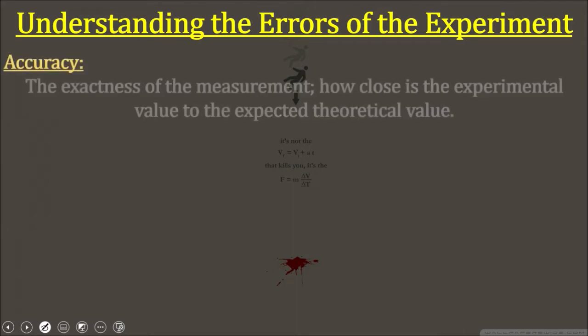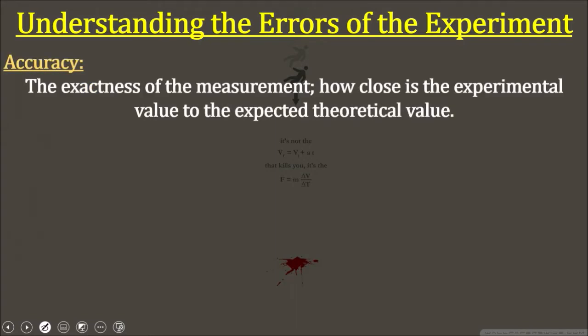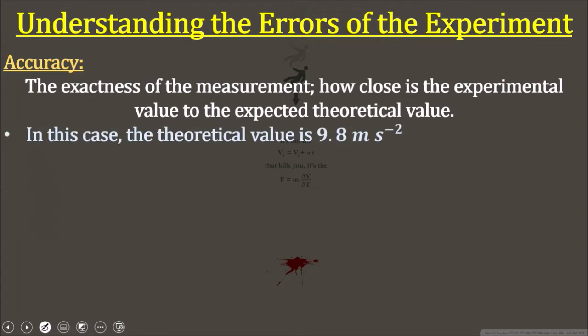If we look at accuracy, the definition of accuracy is the exactness of the measure. How close is the experimental value to your expected theoretical value? Now we already have the experimental value. That's what our gradient was for. The theoretical value is, in science, essentially you going to some kind of well-known source and working out what the number should actually be. And with gravity, the acceleration due to gravity, we all know it's 9.8 meters per second squared.